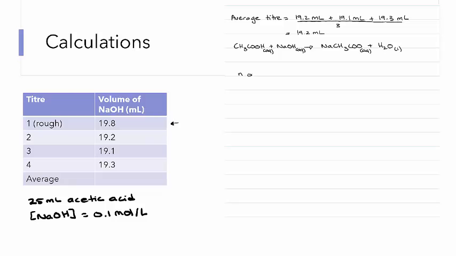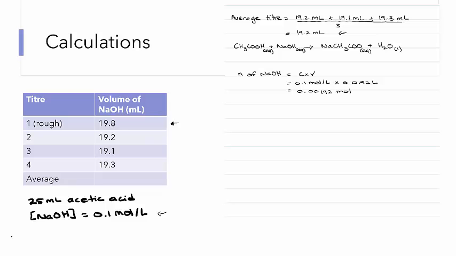Okay, the next step is to work out the number of moles of sodium hydroxide that was added from the burette. To work that out, we'll use the equation n = C × V. So the concentration of sodium hydroxide was 0.1 moles per litre. The volume of sodium hydroxide we've just calculated. Now we need to remember to convert this to litres, so that's actually 0.0192 litres, and that works out to be 0.00192 moles.